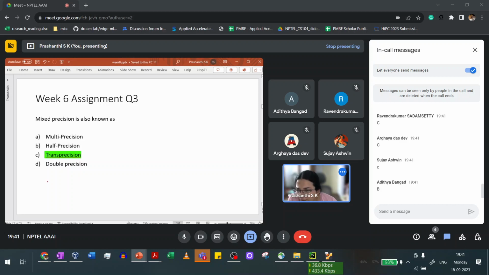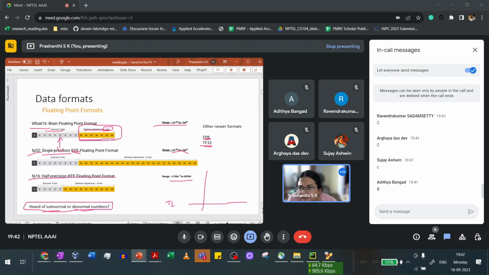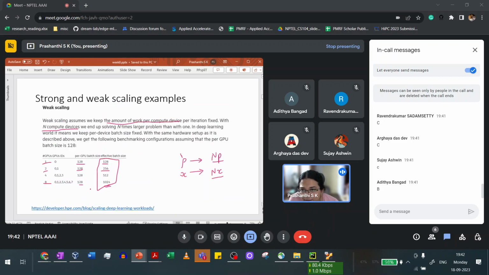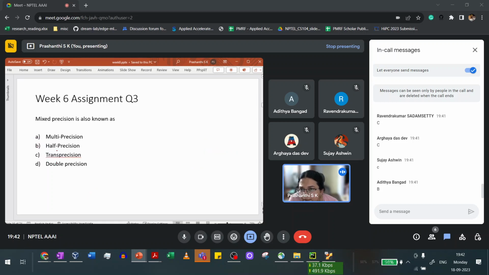It is trans-precision. So multi-precision is not very true, because it refers to kind of multiple precisions being used, and you know what half precision is and what double precision is, right? From our discussions earlier, I think we had it. So FP16 is half precision, and similarly FP64 is double precision. So by elimination you know that it's not those two. So trans-precision is what you're left with, and that is the answer. Yeah, hope this is also clear.